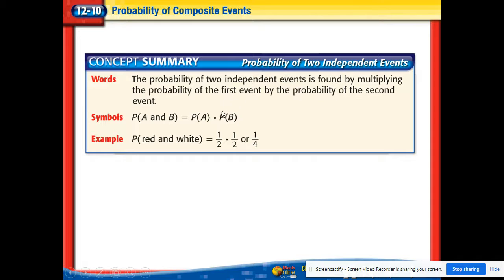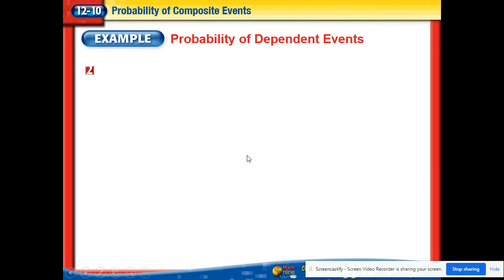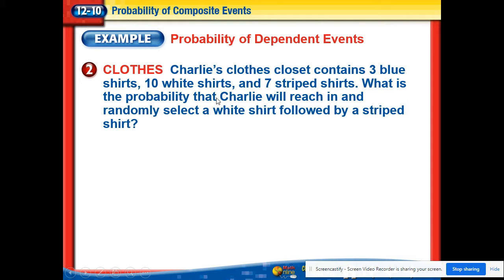Now we do have to be careful with the probability of B. Sometimes it changes depending upon what A is. So you have to be careful with this, but it is still just a multiplication. So Charlie's clothes closet contains 3 blue shirts, 10 white shirts, and 7 striped. What's the probability that when he randomly goes in, he gets a white shirt followed by a striped?